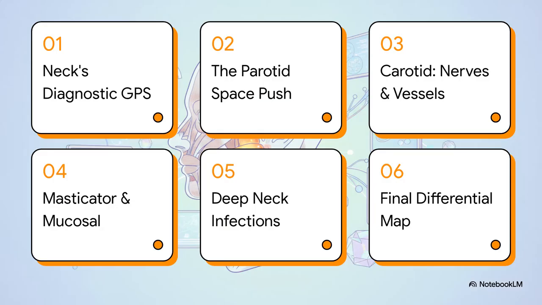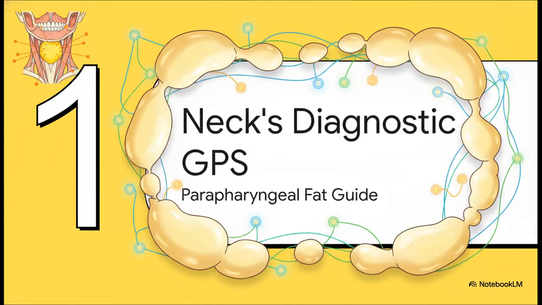So here's our game plan. We'll start with our diagnostic GPS, which is that parapharyngeal fat. Then we're going to march right through the 4 major spaces covering their key pathologies. We'll also touch on the really critical topic of deep neck infections, and then finally, we'll put it all together into one master map.